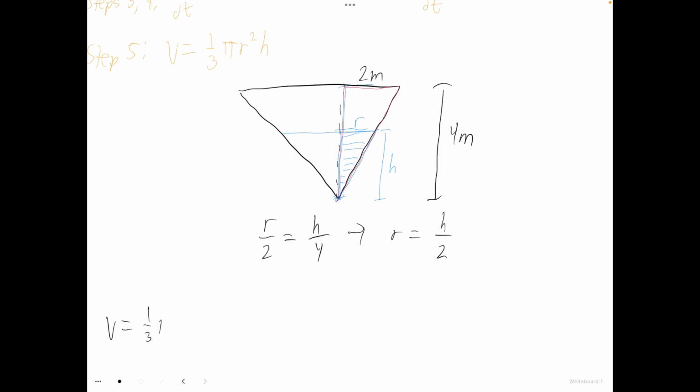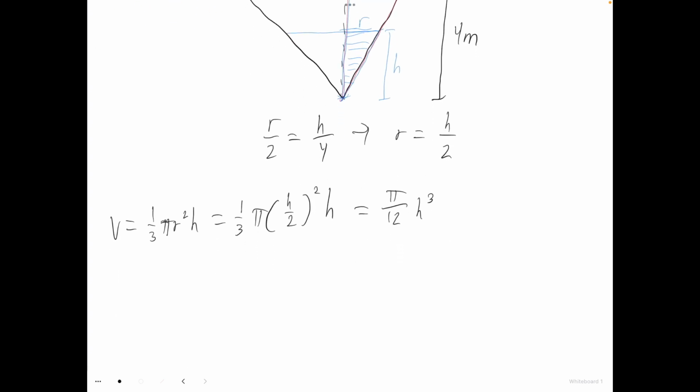So v equals 1/3 pi r squared h, but we know that r is h over 2. So I'm going to just replace r with h over 2 to get 1/3 pi times h over 2 squared times h. And if you multiply this out, we get pi over 12 h cubed. So now this is a relationship between v and h that only involves v and h. So it only involves the things we either know the rate of or care about the rate of. And that's what we mean in step 5 when we say use geometry to get a formula that only involves things we care about.